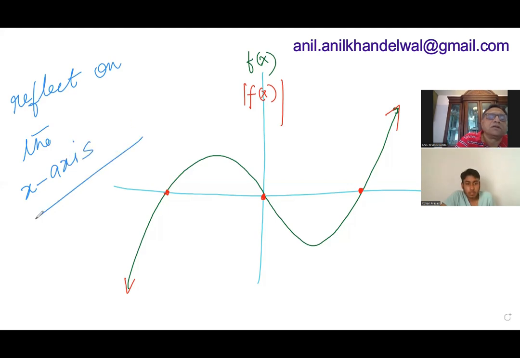Simple as that. Nothing more than that. So first thing is identify 0, because zeros will not change, right? Yeah. 0, negative, positive is same. And then reflect. This portion has been reflected, right?